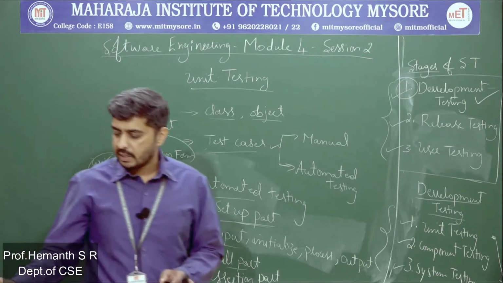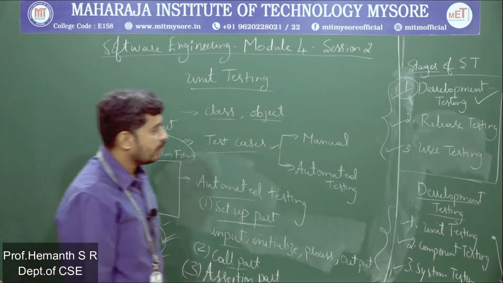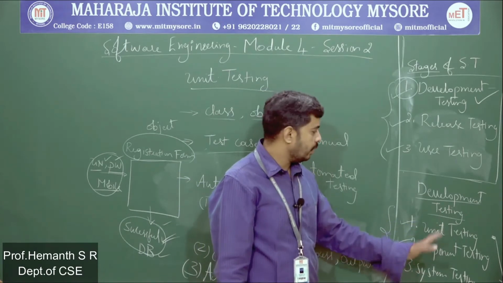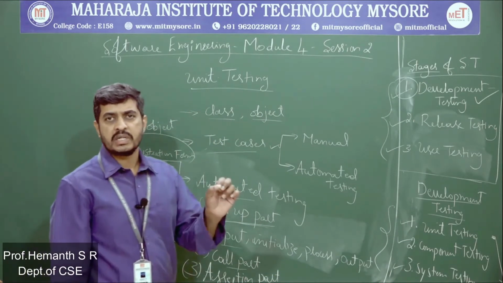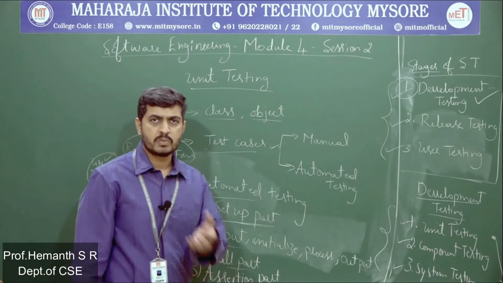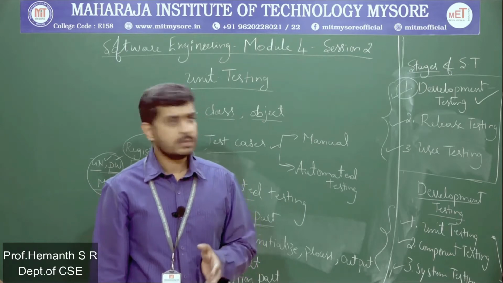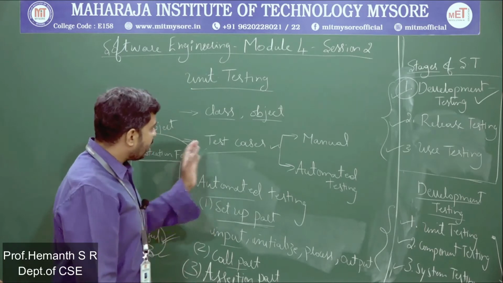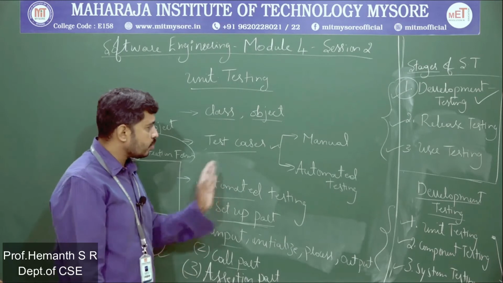So the summary here is, unit testing is the lowest level in development testing, where we test the smallest units in a software product. It can be a class, an object, a small function, a routine, the smallest component, the smallest part. That is what will be tested. How will testing typically be done? Testing will be done using test cases. Test cases will be written.